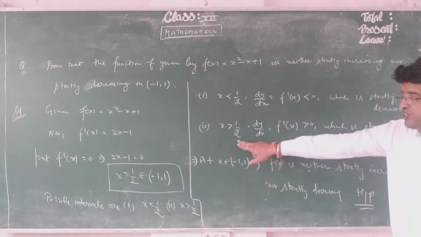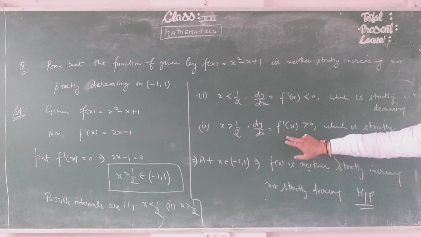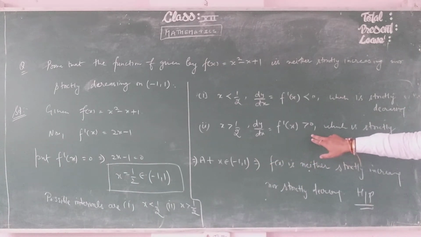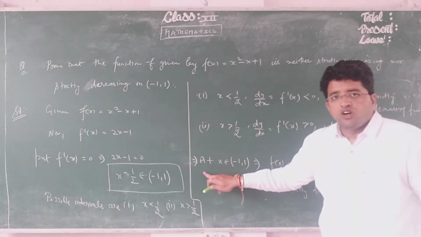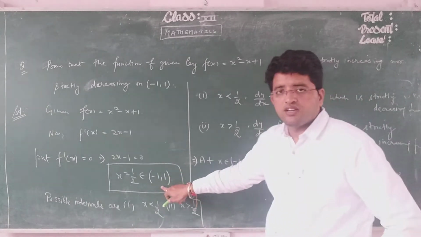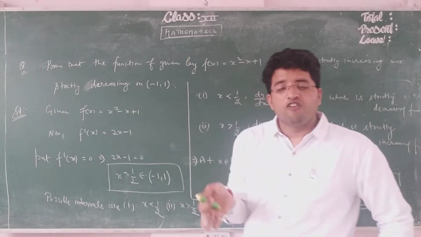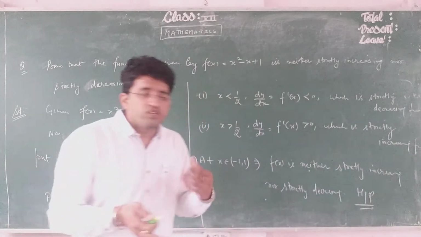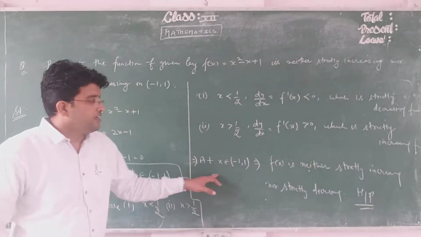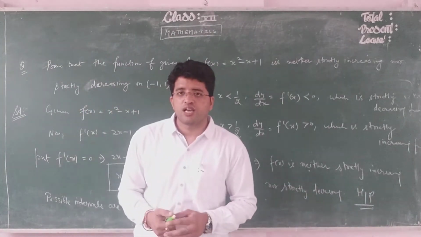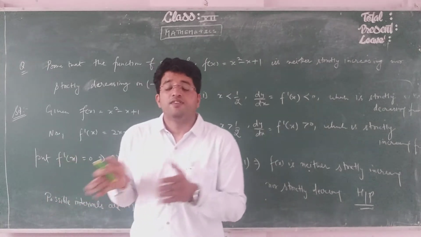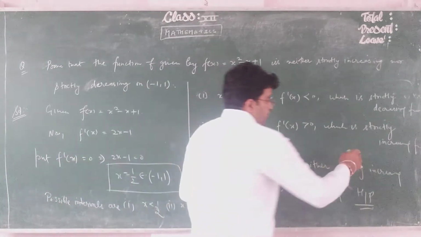Next one, more than half, that is dy over dx, that is f dash x. We get f dash x is greater than 0, which is a strictly increasing function. OK, decreasing function and increasing function. So at last but not the least, since this half belongs to the interval, you see that less than half is strictly decreasing and more than half is strictly increasing. So it means that overall in this interval -1 to 1, of course that half will come, and it will make the intervals -1 to half.